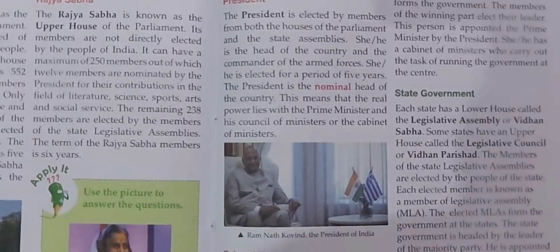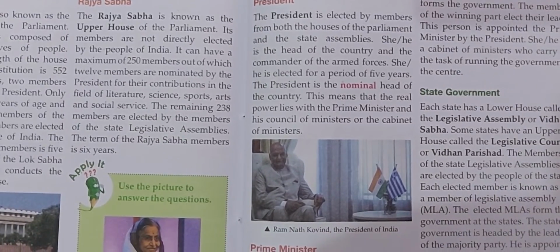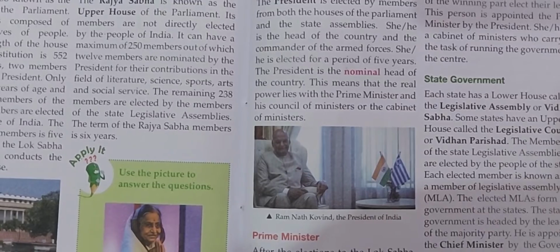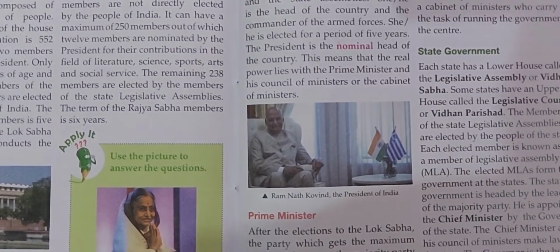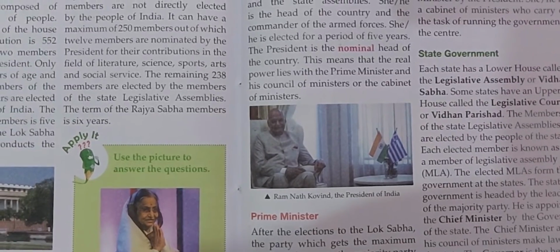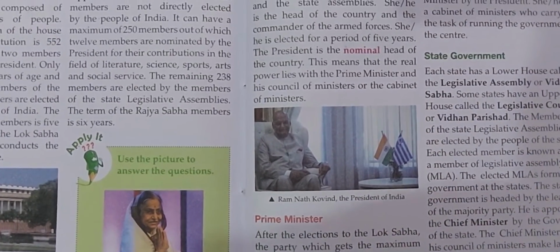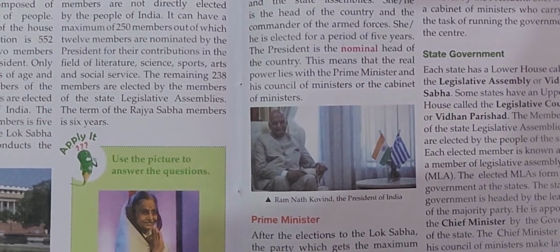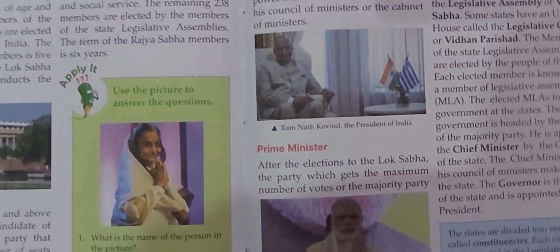Next is the president. The president is elected by the members from both houses, right? And the president is a nominal head of the country. Nominal means just for the sake of name. It is a role, or we can say a status, that exists only in name. All the powers that work for the country are in the hands of the Prime Minister.